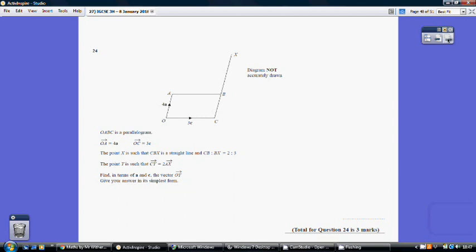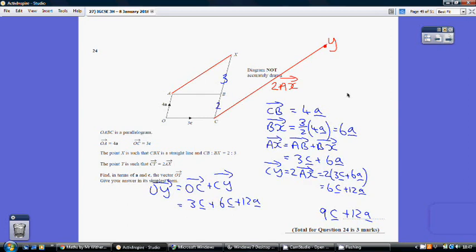Question 24. So let's just write down what we know here. We know that OA is 4A. Yep, we got that. We know OC is 3C, and we're told that the point X is such that CBX is a straight line and CB to BX is 2 to 3.